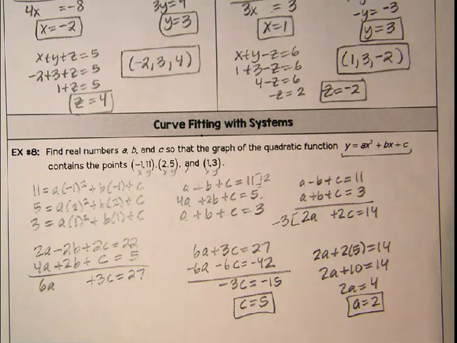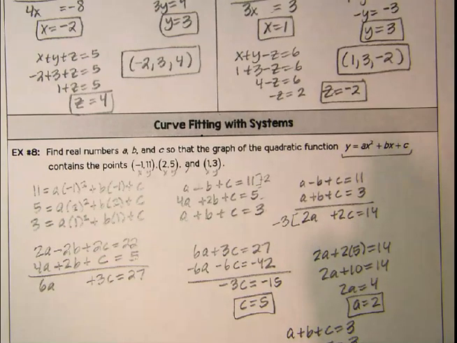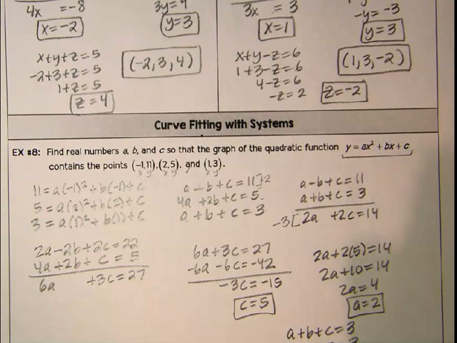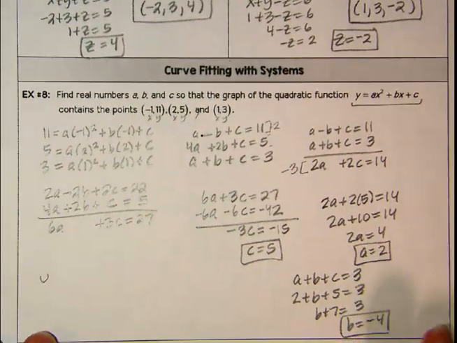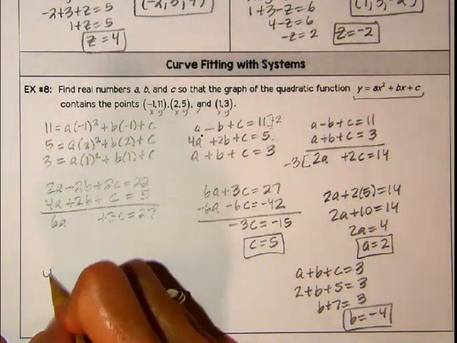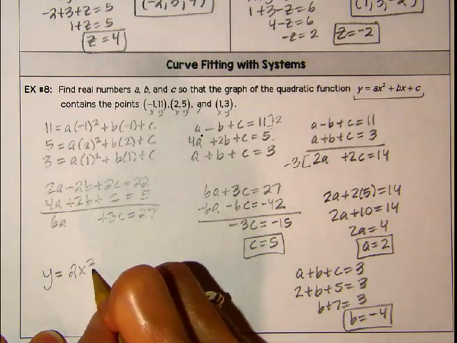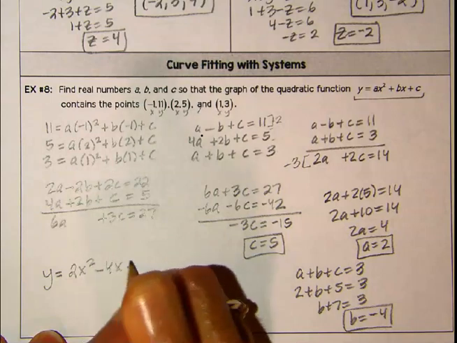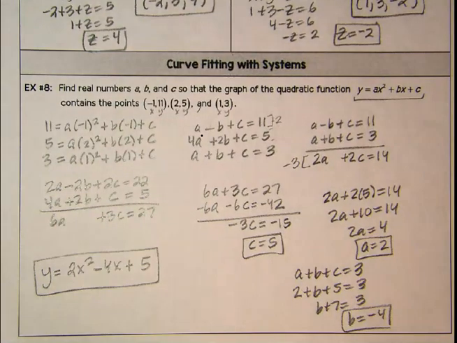And then we're going to go into any of the original ones. I'm going to choose a plus b plus c is equal to 3. So 2 plus b plus 5 is 3. So I got b is negative 4. So that means, well, we found the 3, but let's actually write the equation. Oh, you can't see that. Sorry. I need to pay attention just like at school, right? So y is equal to 2x squared minus 4x plus 5. This is what the equation that has those points would be.